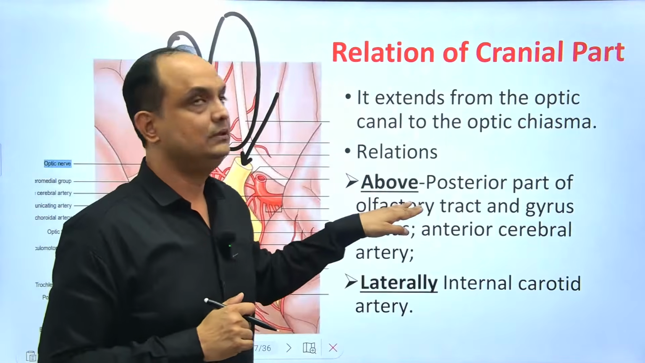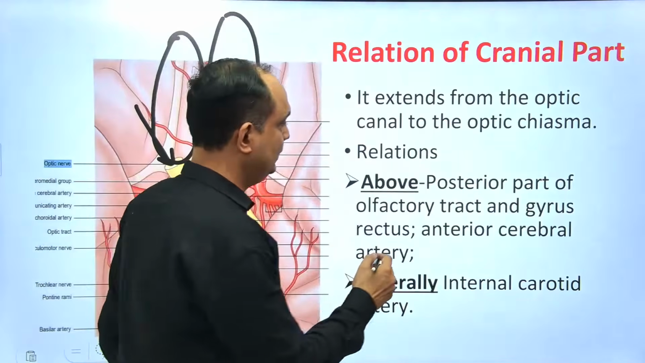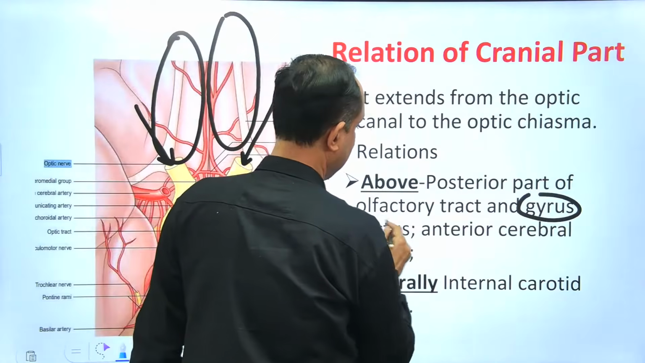So, above, what will you find? Frontal lobe. Now, which part of the frontal lobe? You will have gyrus rectus.